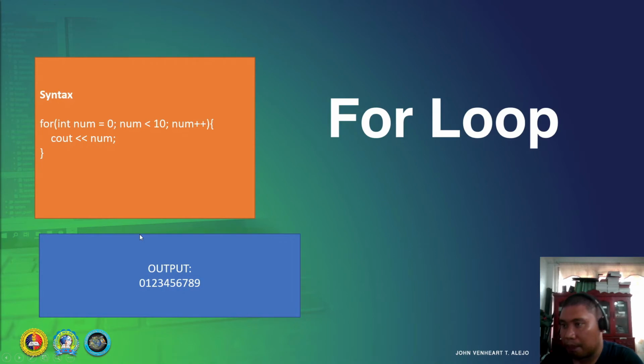Now on the 8th loop, we have 7 is less than 10. So again, true. Add 1 later. Output the value of num, which is 7. Then we have 8 is less than 10. That is true. Then add 1 later. Output num, which is 8. Now num is equal to 9. 9 is less than 10. That is true. Add 1 later. Output num, which is 9.